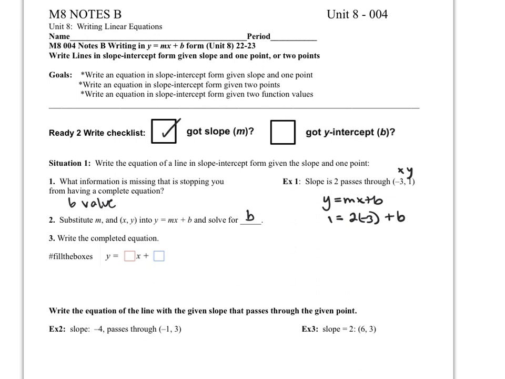And so now I'm going to solve this for b. In order to get b by itself, I'm first going to multiply 2 times -3, which is -6. And then since b is being bothered by -6, I'm going to add 6 to both sides. And so this means that my b value is going to be 7. Once I have my b value, I now have my slope and my b, and so I'm going to fill my boxes. And so my equation is y equals 2x plus 7.